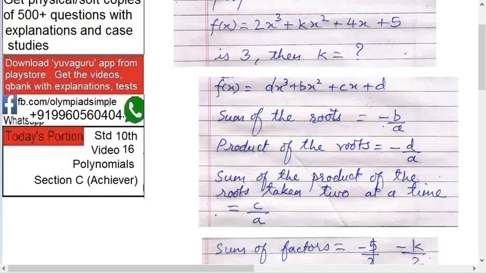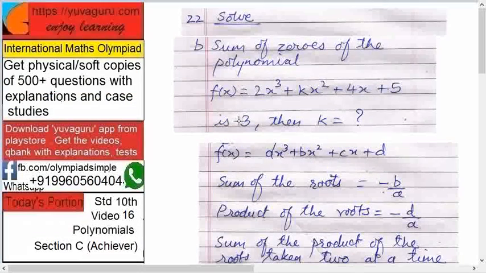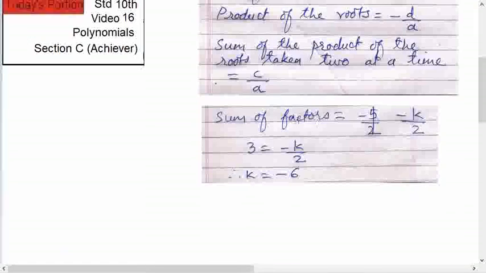So in our case, sum of the roots is given as 3, right? So we will be requiring minus b upon a, means minus k upon 2, right? Because this is b, this is a. So let's solve. Sum of the roots equals minus k upon 2, but that is given as 3, right? So k equals minus 6.